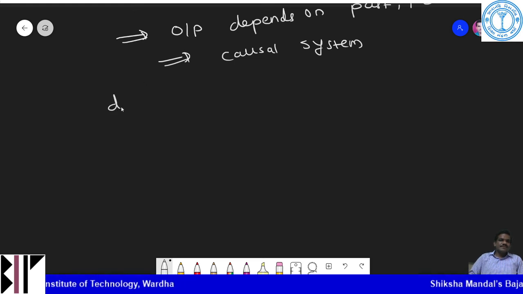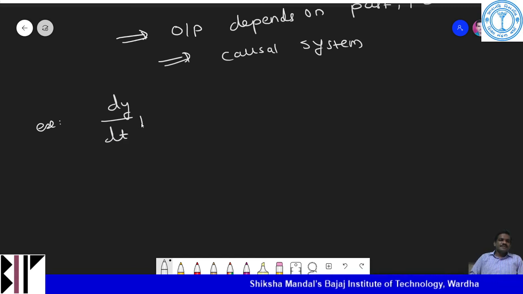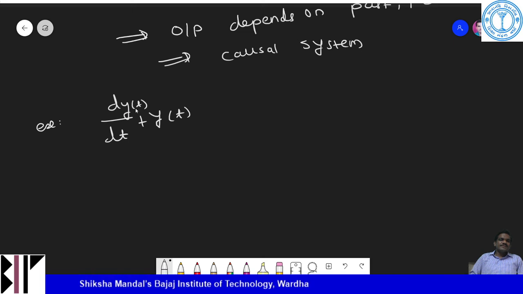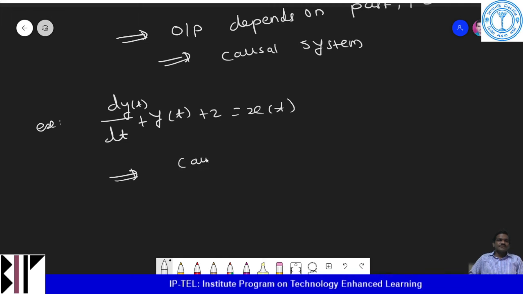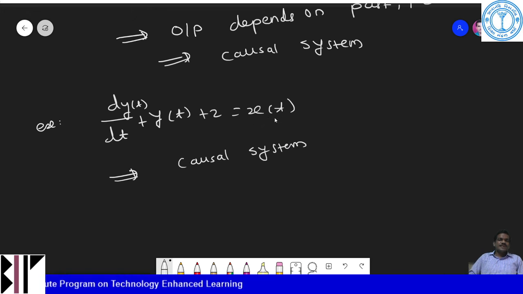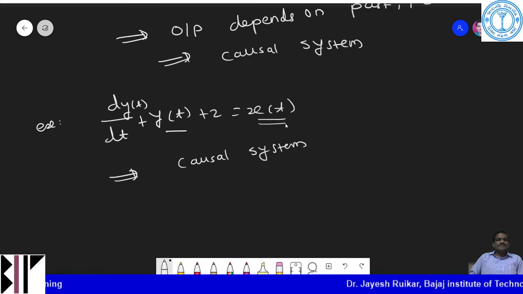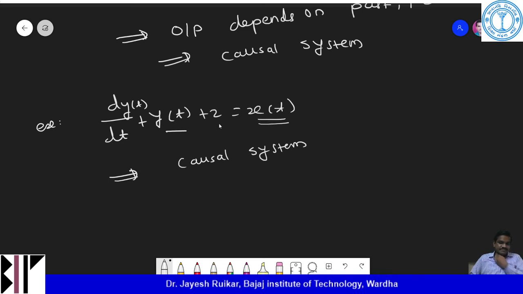Let us take another example: dy/dt + y(t) + 2 = x(t). This is also a causal system, because the output, dy/dt or y(t), depends upon the present input only. So this is a causal system.